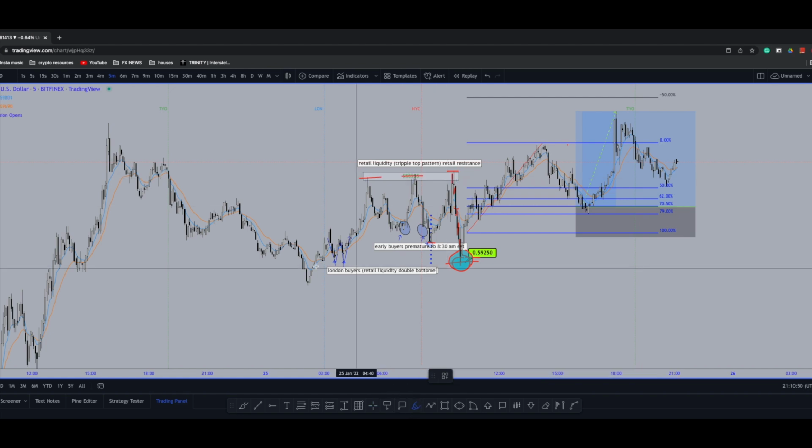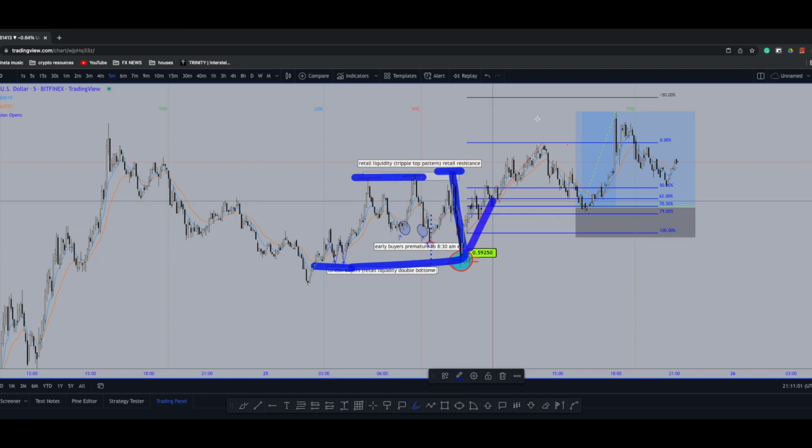We had double bottoms here that were taken out. Double tops here that were taken out here. Then we had a triple top pattern created. The market came back for the double bottom here and then came back for the triple tops here. I hope that's not confusing. You guys see how the banking institutions trade against retail patterns to take retail traders' stop losses.